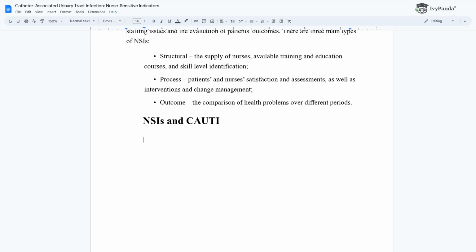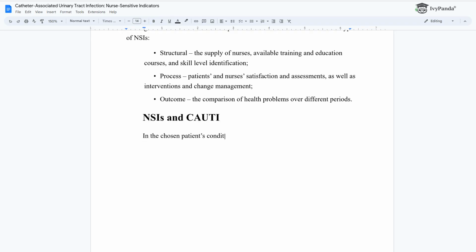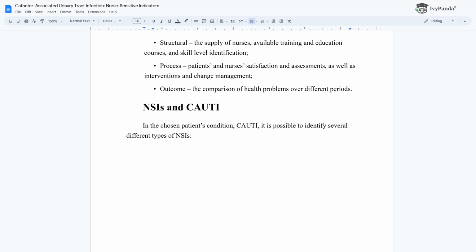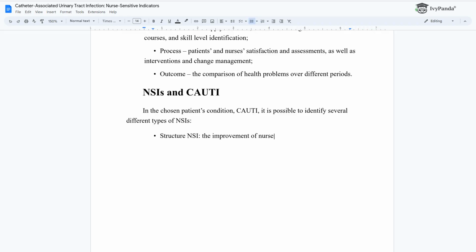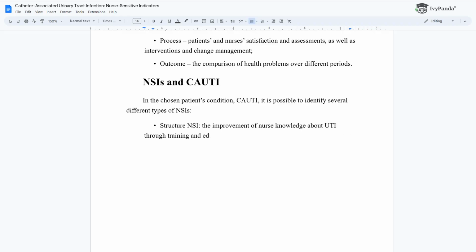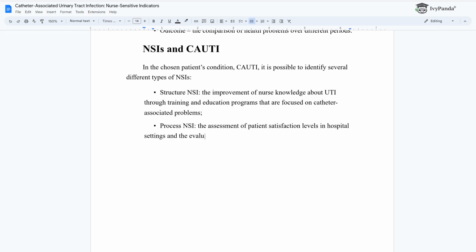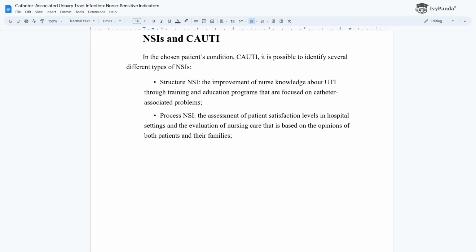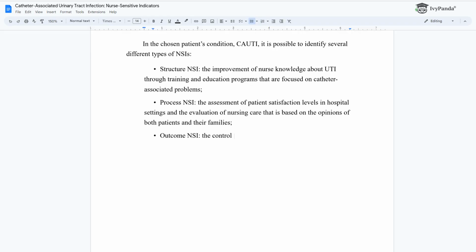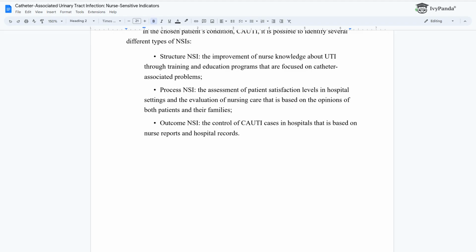NSIs and CAUTI. In the chosen patient's condition, CAUTI, it is possible to identify several different types of NSIs. Structure NSI: the improvement of nurse knowledge about UTI through training and education programs that are focused on catheter-associated problems. Process NSI: the assessment of patient satisfaction levels in hospital settings and the evaluation of nursing care that is based on the opinions of both patients and their families. Outcome NSI: the control of CAUTI cases in hospitals that is based on nurse reports and hospital records.